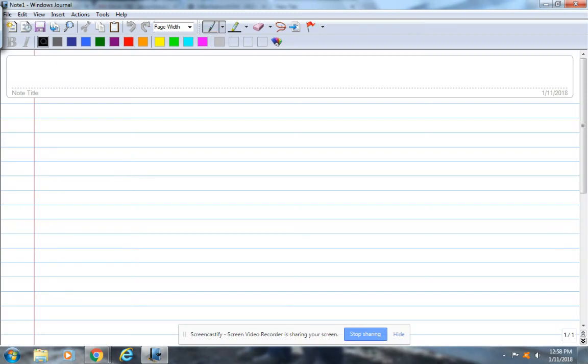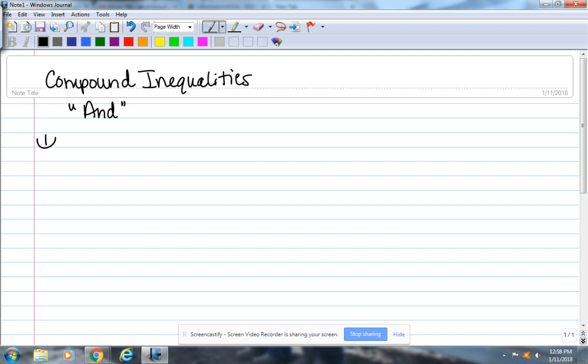All right, so let's talk about compound inequalities. We'll start with and inequalities. Say we have the problem -4 is less than 6x minus 10 is less than or equal to 20. So it's a compound inequality. It's an and type of inequality.